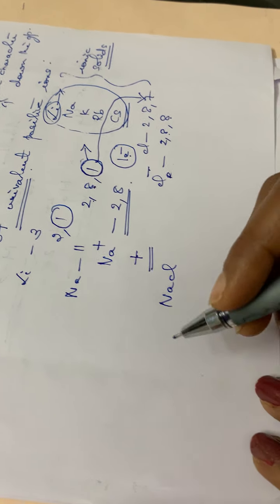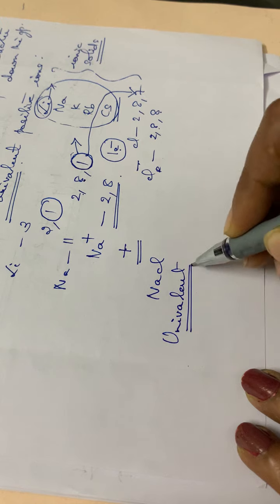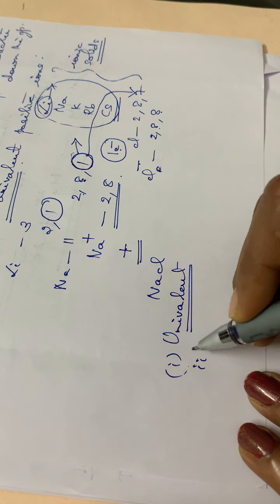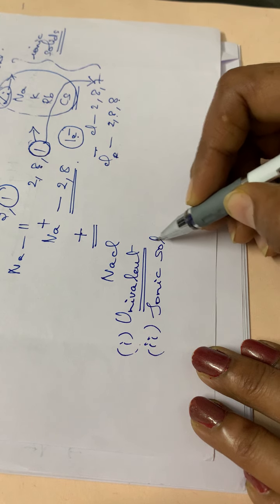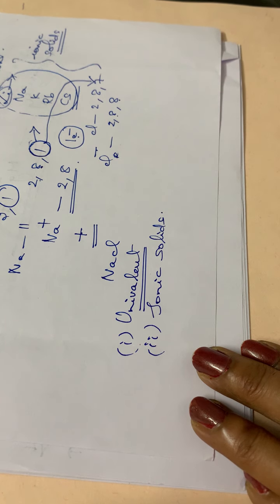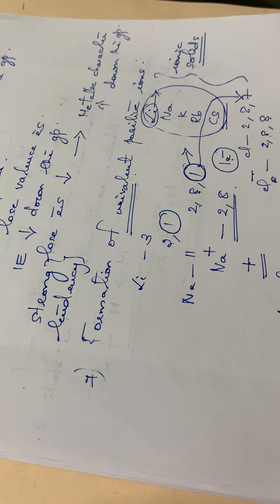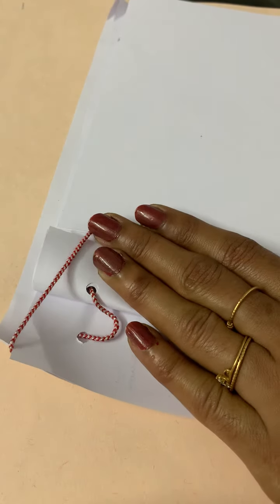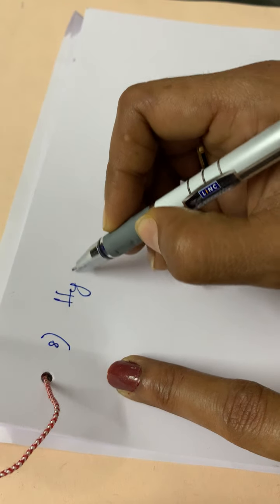So that is one important feature. Normally we can say that these alkali metals are univalent, that is one point. And the second point is that they can form ionic solids. Okay, so this is the seventh property, formation of univalent positive ions. Then the eighth property is regarding the hydration of ions.